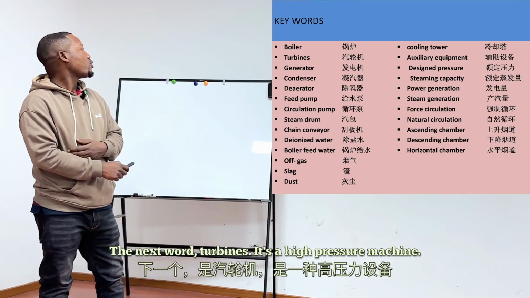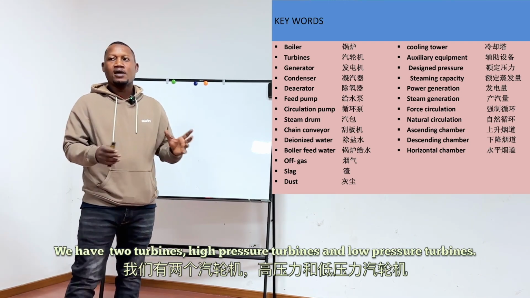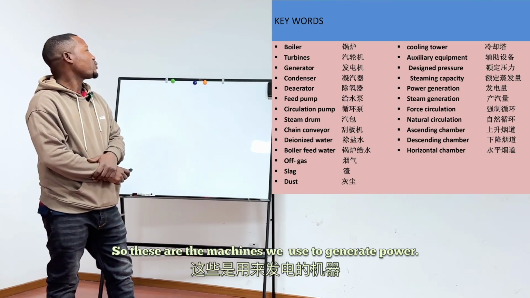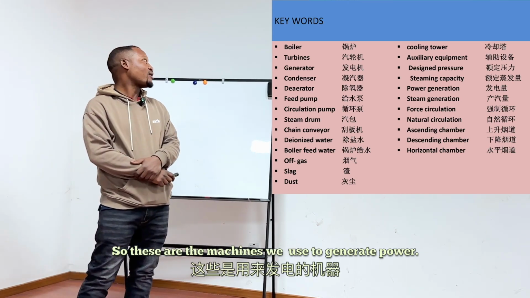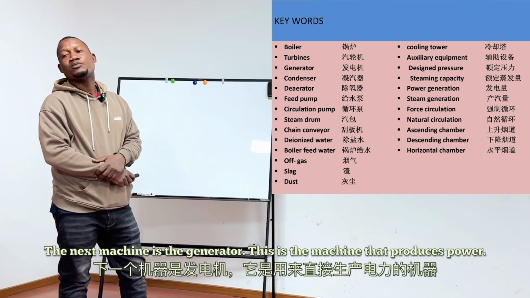The next word, turbines. It's a high pressure machine. We have two turbines, high pressure turbines and low pressure turbines. These are the machines we use to generate power. The next machine is the generator. This is the machine that produces power.